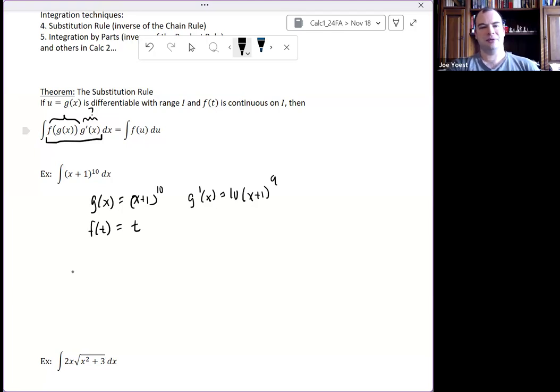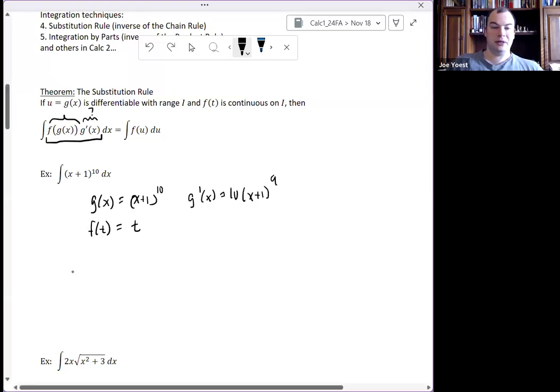I don't see a g prime of x anywhere in here, right? I can't write this integrand as f of g, which would be (x plus 1) to the 10th, times 10 times (x plus 1) to the 9th. It doesn't quite work out. So if I put too much into g, it doesn't quite work out, just like in the chain rule. If I get too greedy, so to speak, it doesn't work out.